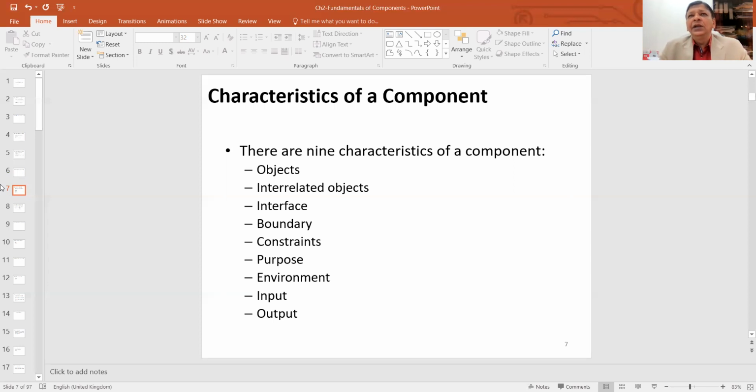Objects always intercommunicate with each other. Then the component can perform its functionality. A component has an interface. An interface can be internal or external. Internal, so the components can integrate and intercommunicate with each other, so we can have interoperability. And external, so we can have interaction with the user, so the user can interact with the system.